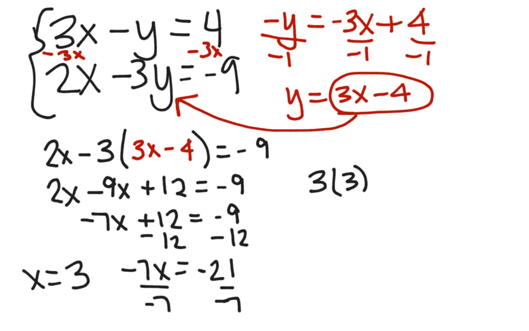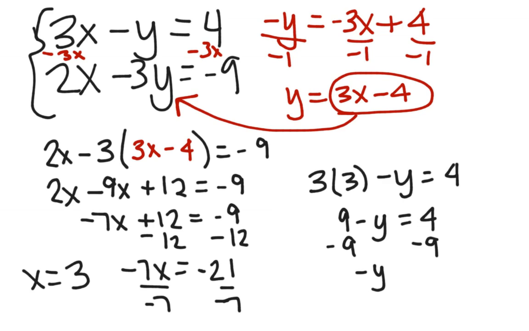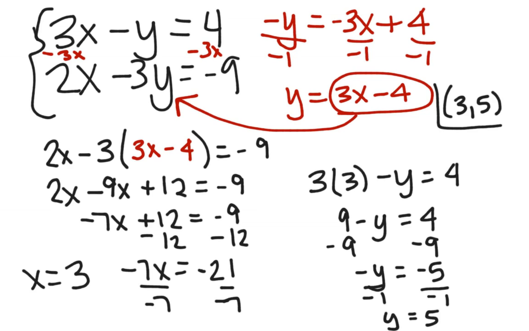So I have 3 times 3 minus y equals 4. This is the first original equation. That gives me 9 minus y equals 4. Subtract 9 from each side because I'm solving for y. Negative y equals negative 5. And divide each side by negative 1, giving me y equals 5. So I now know an x value and a y value. We are going to write this as an ordered pair. My solution is (3, 5).